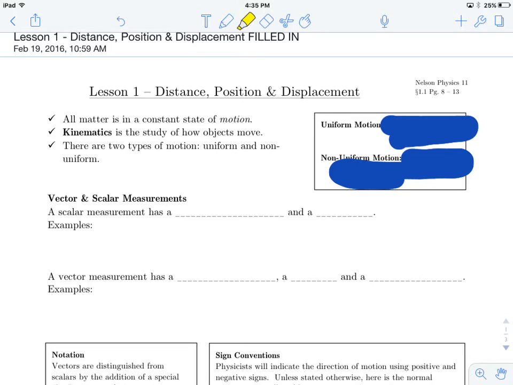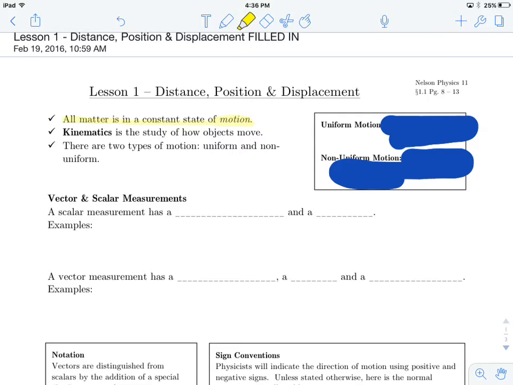One of the reasons why this is important is because all matter is in a state of constant motion. In the junior sciences, even in chemistry, we know that all matter is constantly vibrating. And when we get to things that have an appreciable size, we can actually study how they move, right? And that's what kinematics is. It's the study of how objects move, concrete objects.